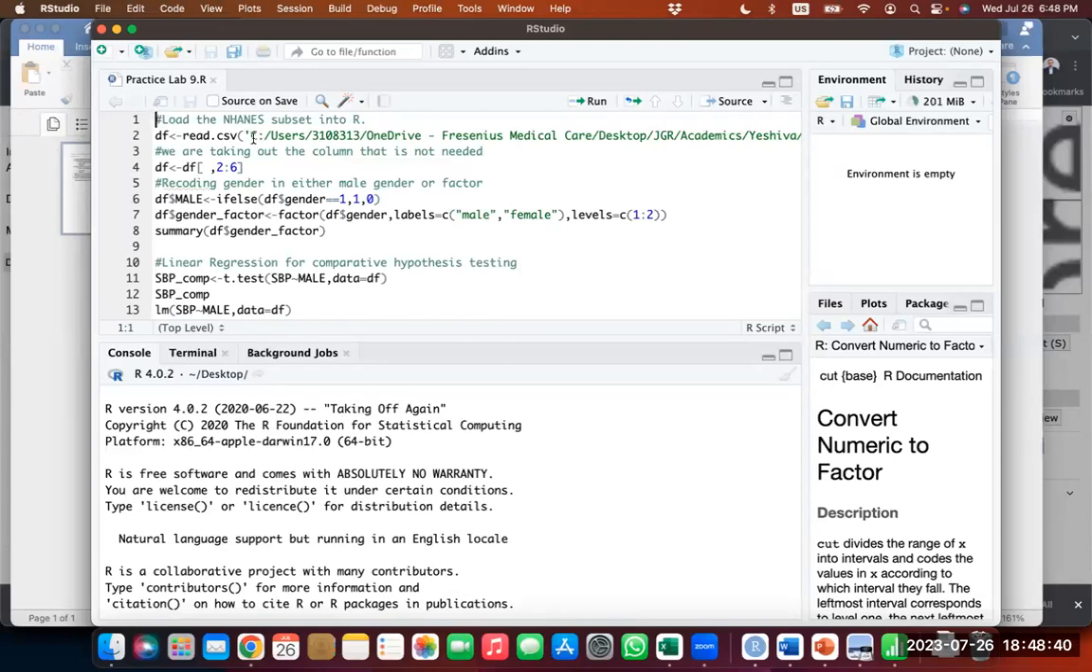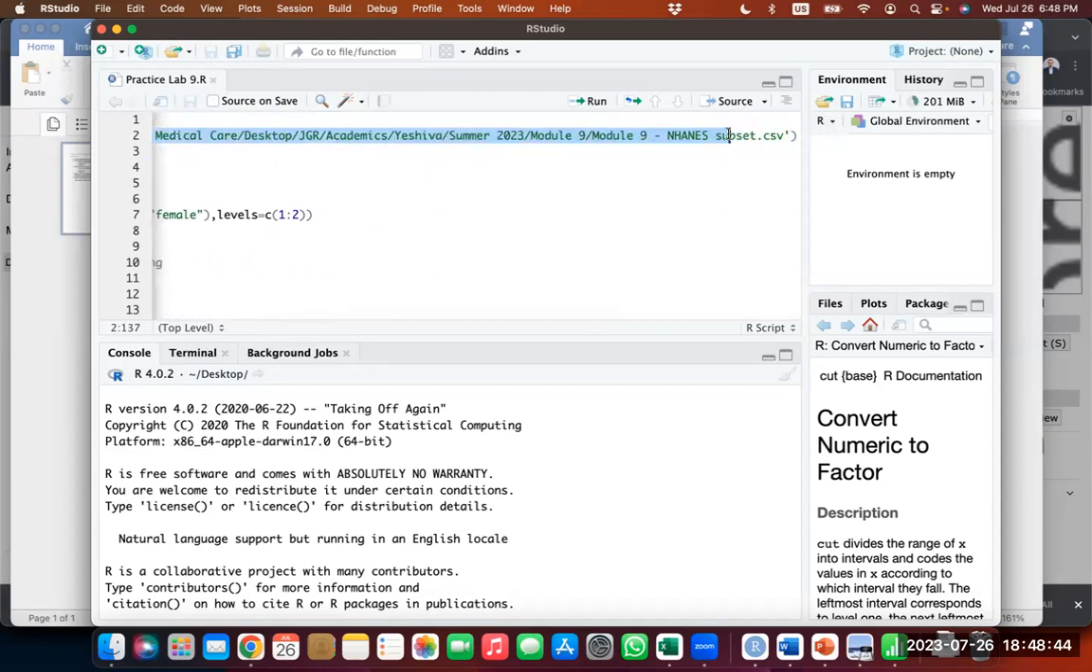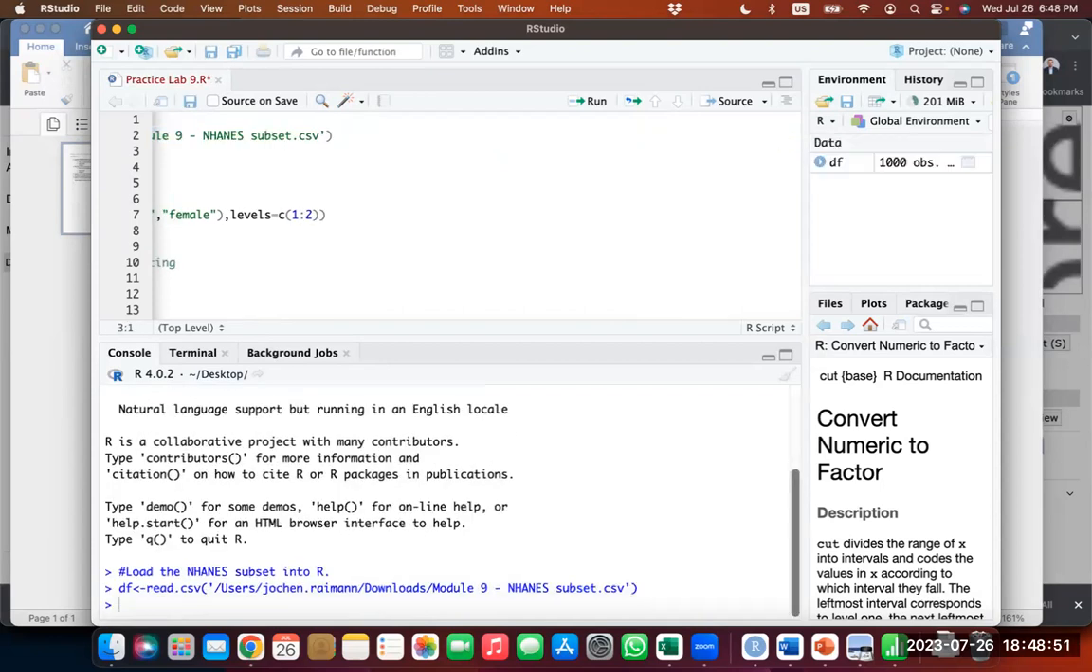So we have here the practice lab 9 R code. It's on your module. Just need to copy the path name. You can just load the data set. Good.